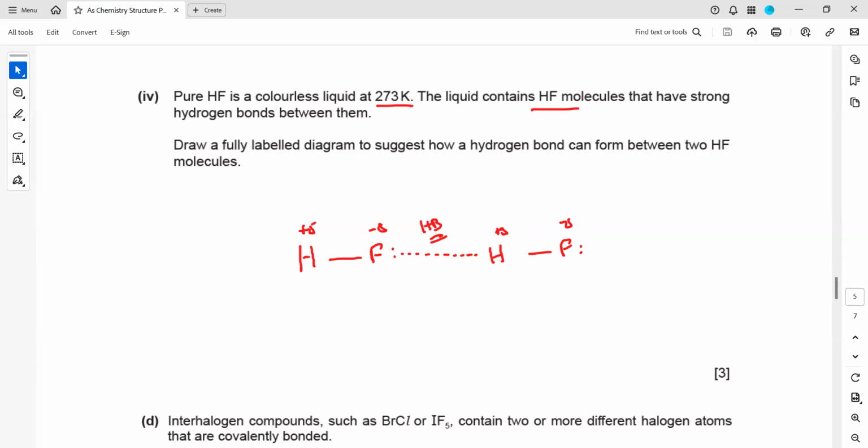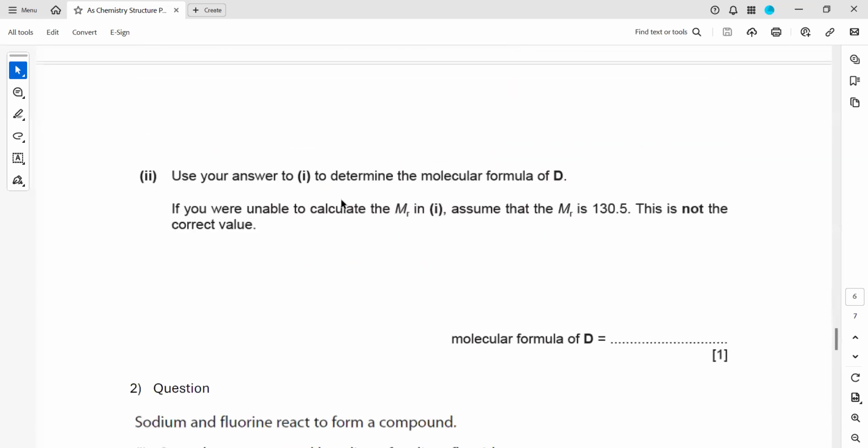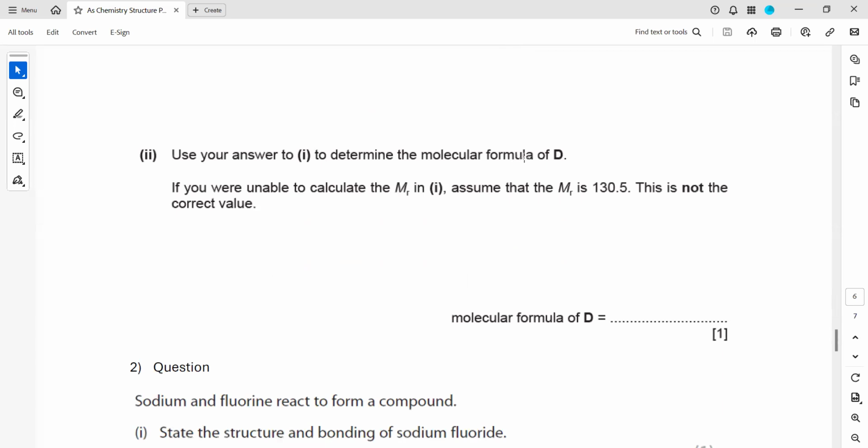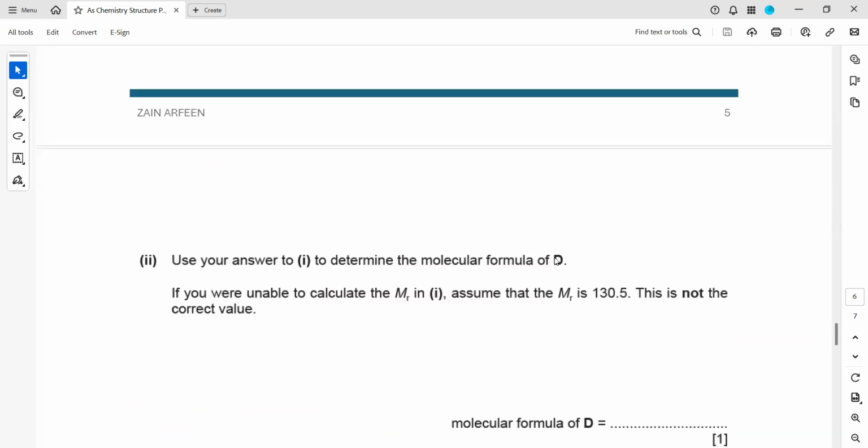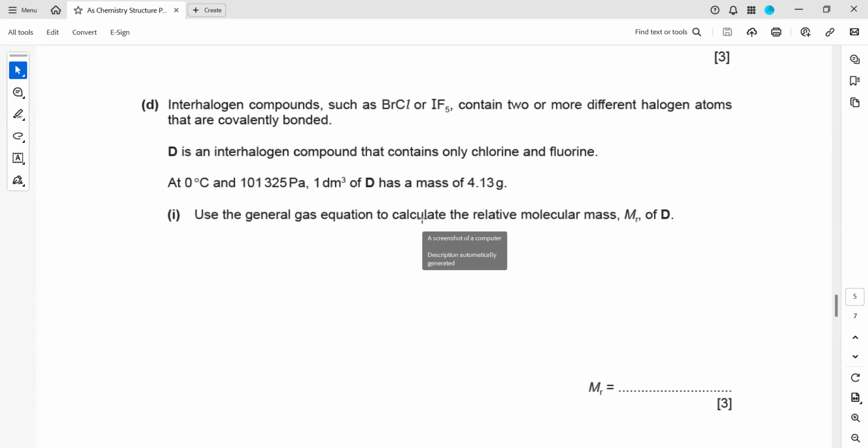Next is page 6, part 2. Use your answer to determine the molecular formula of D. If you are unable to calculate, assume that the relative molecular mass is 130. And that is not a correct value. It's just in case you're not able to get it from the previous part, where you use the general gas equation to calculate the relative molecular mass.